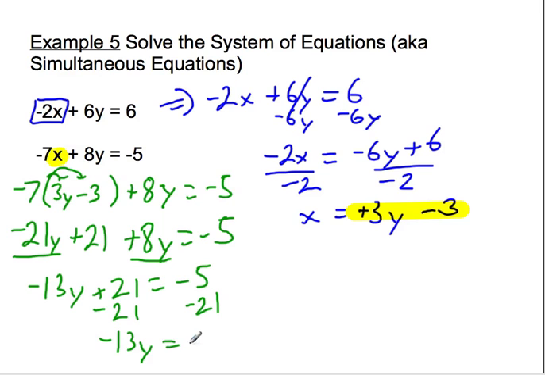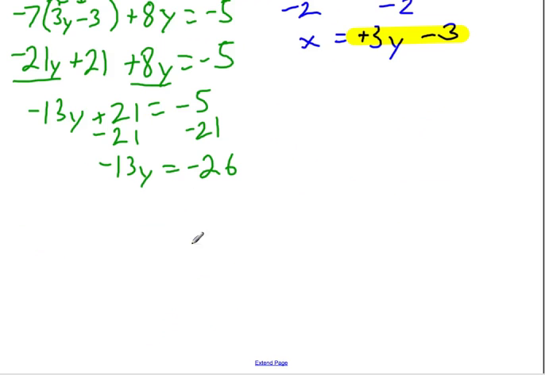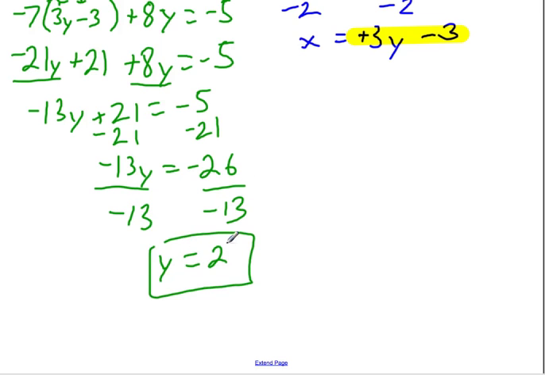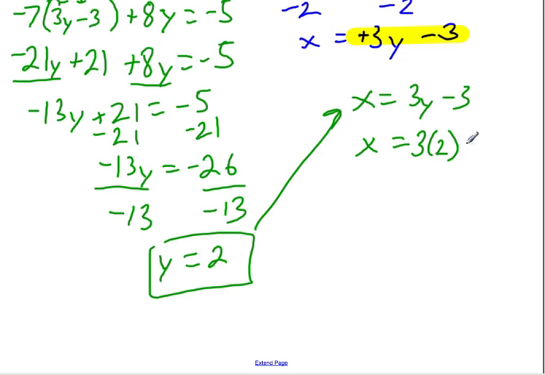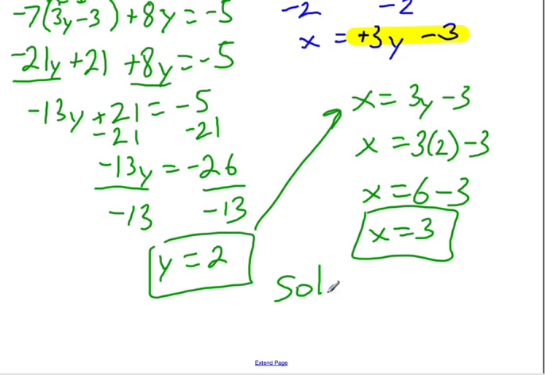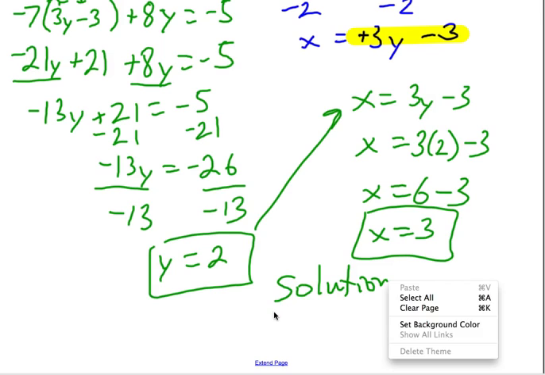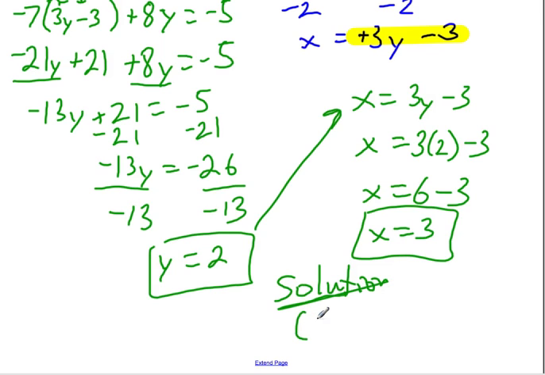Negative 13y equals negative 26. And then we're going to divide by negative 13. And we get y equals 2. Now we need to find the x value. We can substitute it in here. X equals 3y minus 3. So x equals 3 times 2 minus 3, which is 6 minus 3, which is 3. So your solution is 3, 2.